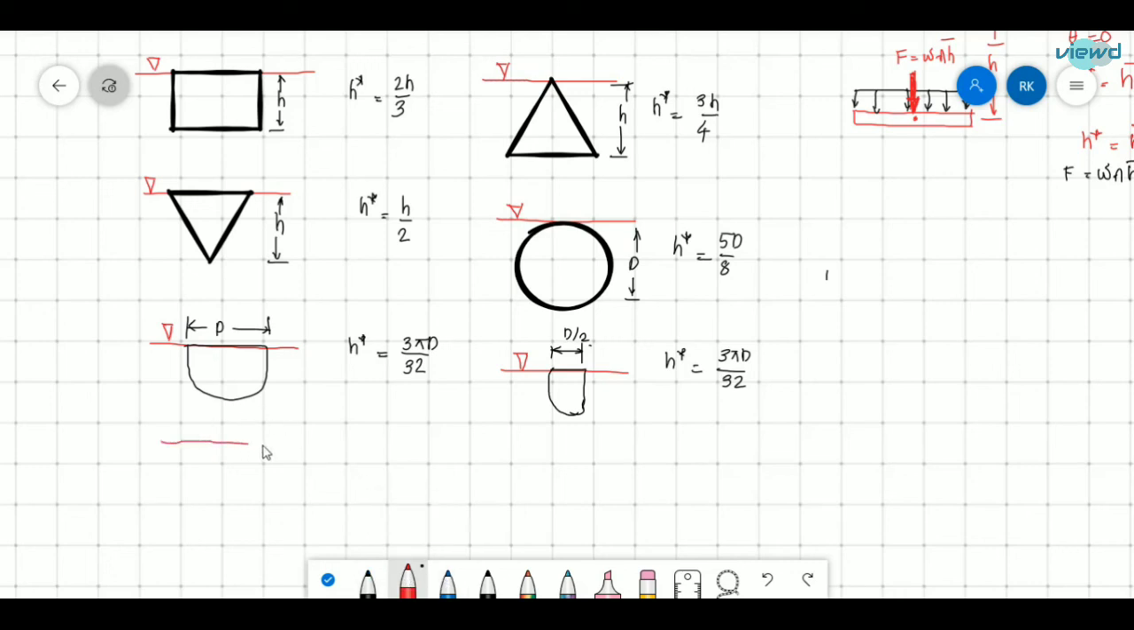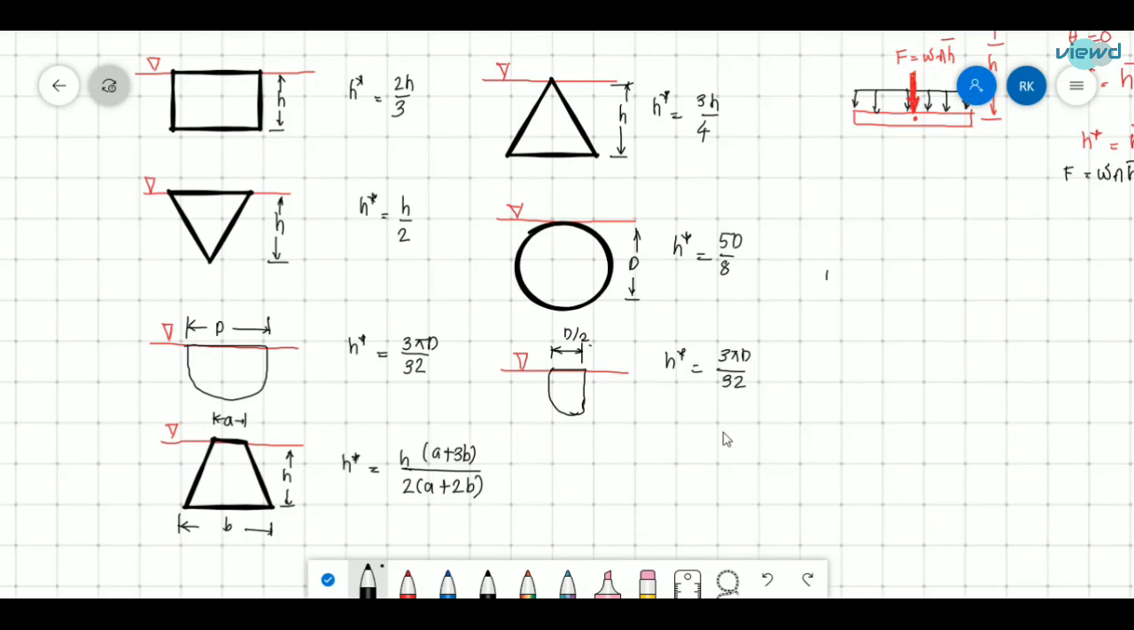And now finally there is a trapezium in this way. If there is a trapezium, and this is A, this is B, this is H, H star is equal to H into (A plus 3B) divided by 2 into (A plus 2B). So remember all these values.